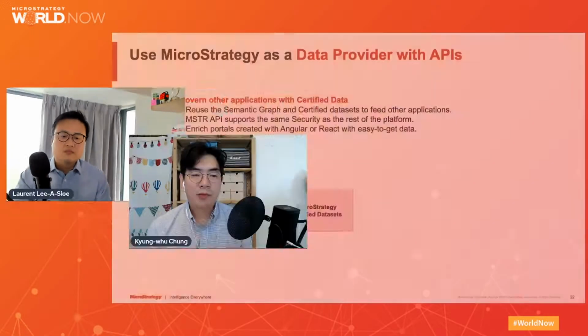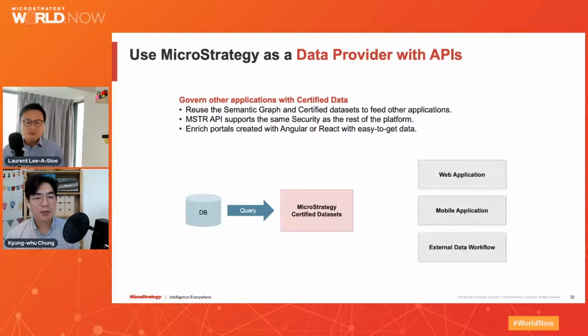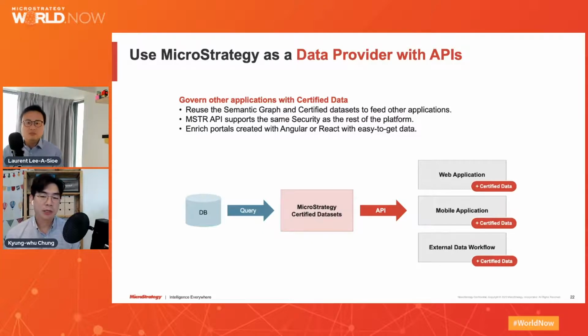Yes, in fact, having a semantic graph basically means one thing. You have trusted, manageable, and certified data. And it's not only MicroStrategy that can benefit from that data. We have the API layer that you can use to build any application using the data from any application. So we can build a web application, mobile application, any workflow application, and all of those applications can take advantage of the trusted, certified, and manageable data that we have in MicroStrategy.